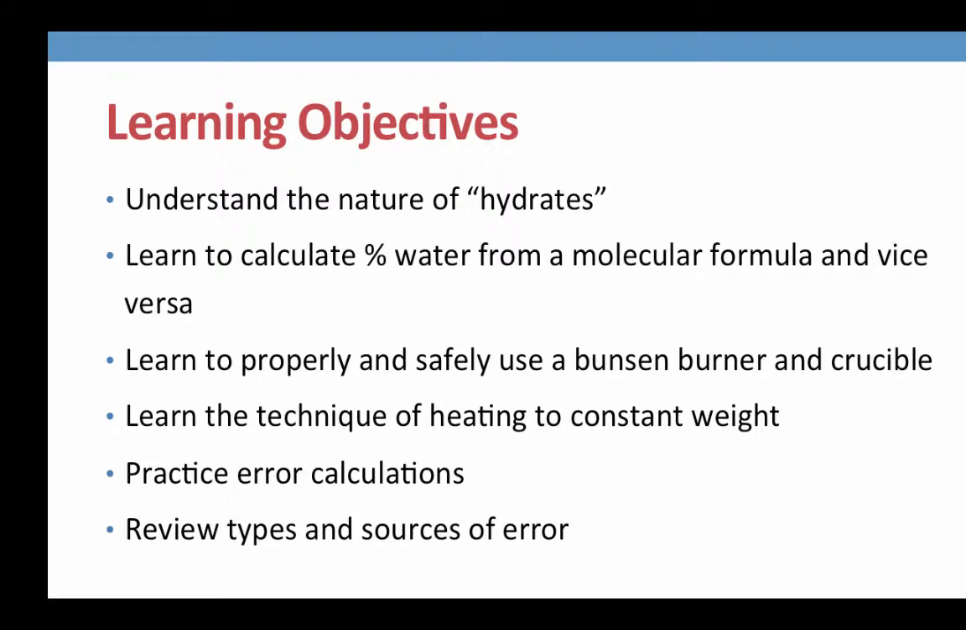In the experimental, we will learn to properly and safely use a Bunsen burner and a crucible, and we will learn the technique of heating to constant weight. Once we've collected our data, we will practice error calculations and review the different types and sources of error.